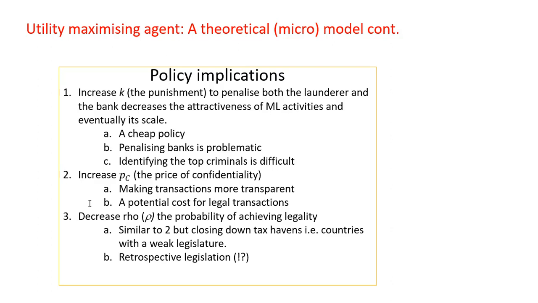Then our third one is decrease in the probability of achieving legality, which is kind of similar, but it's a little bit more legally orientated. Under that heading, I can think of closing down tax havens, which would be quite useful, making the countries with obvious legal loopholes, with a weak legislature, as it says there, have to comply with higher legal standards or suffer isolation.